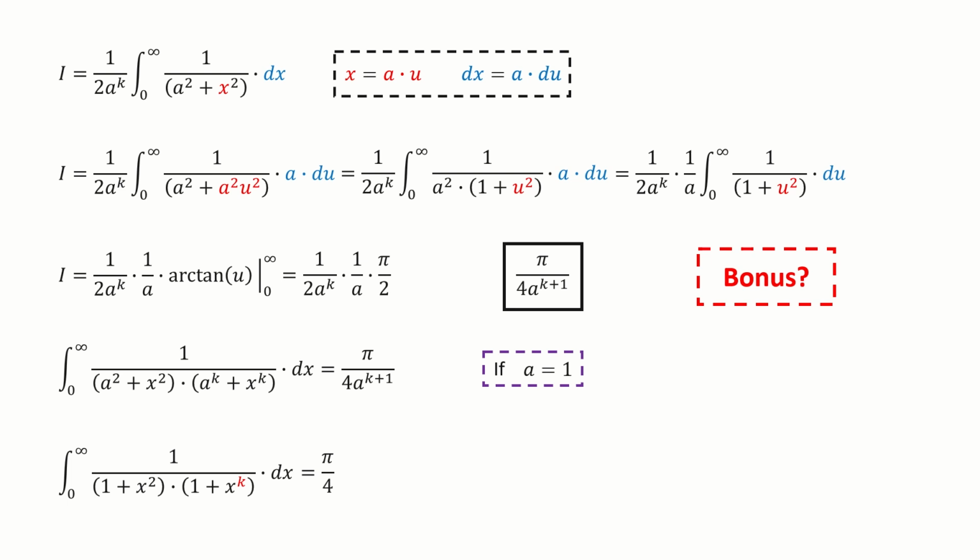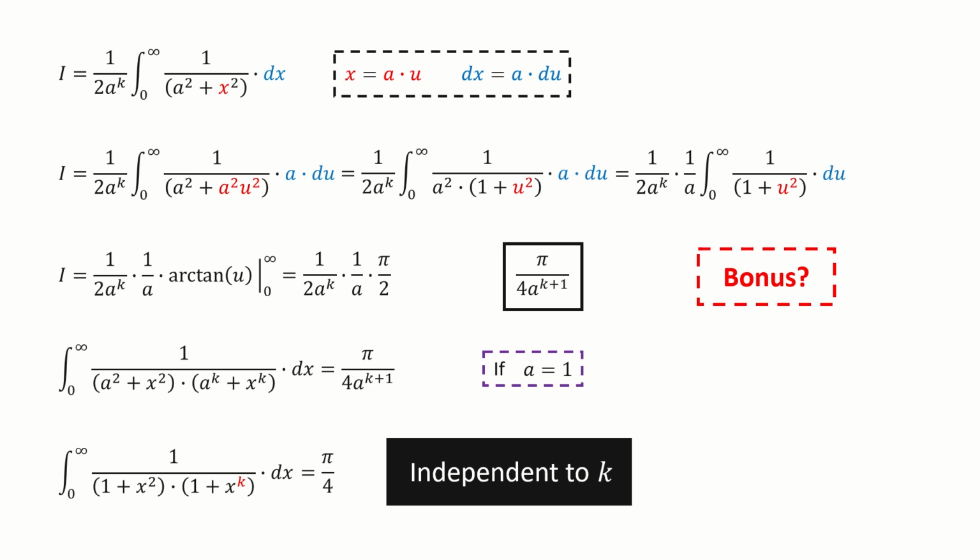So can you see this amazing result here? This integral is independent of k. So no matter what value you choose for k, this integral always equals pi over 4. So this integral is invariant. That's why I said this byproduct is amazing.